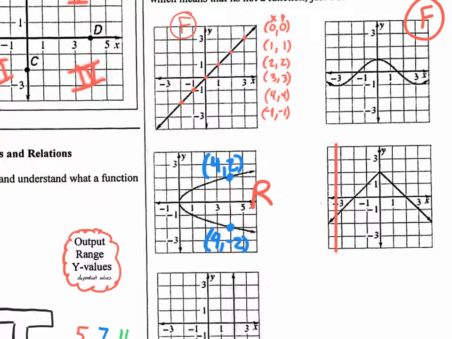Going over to this side, this passes the vertical line test, so that is a function. Let's put an F right there, function.